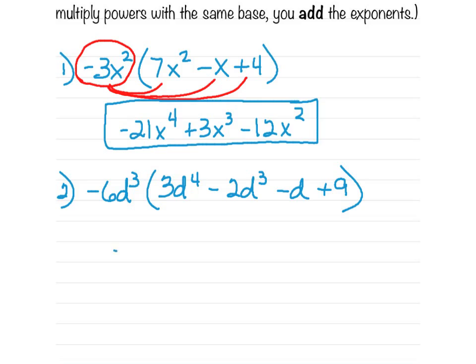The answer is negative 18d to the 7th plus 12d to the 6th, plus 6d to the 4th, minus 54d cubed.